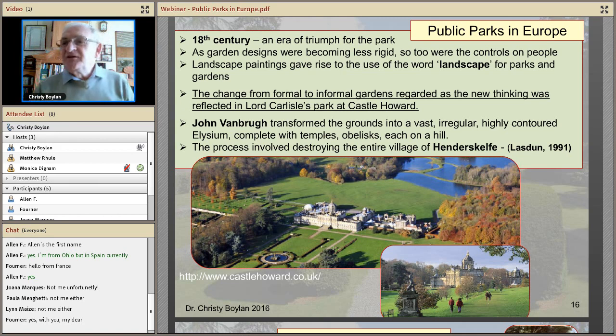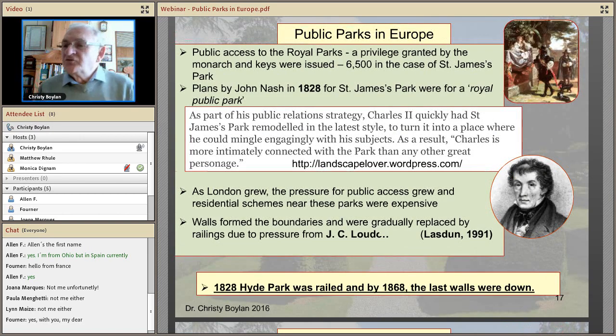So the 18th century was an era of triumph for the park. As garden designs were becoming less rigid, so too were the controls on people. Landscape paintings gave rise to the use of the word landscape for parks and gardens. So the change from formal to informal gardens, regarded as the new thinking, was reflected in Lord Carlisle's park at Castle Howard. Now that's what the images there are, Castle Howard.